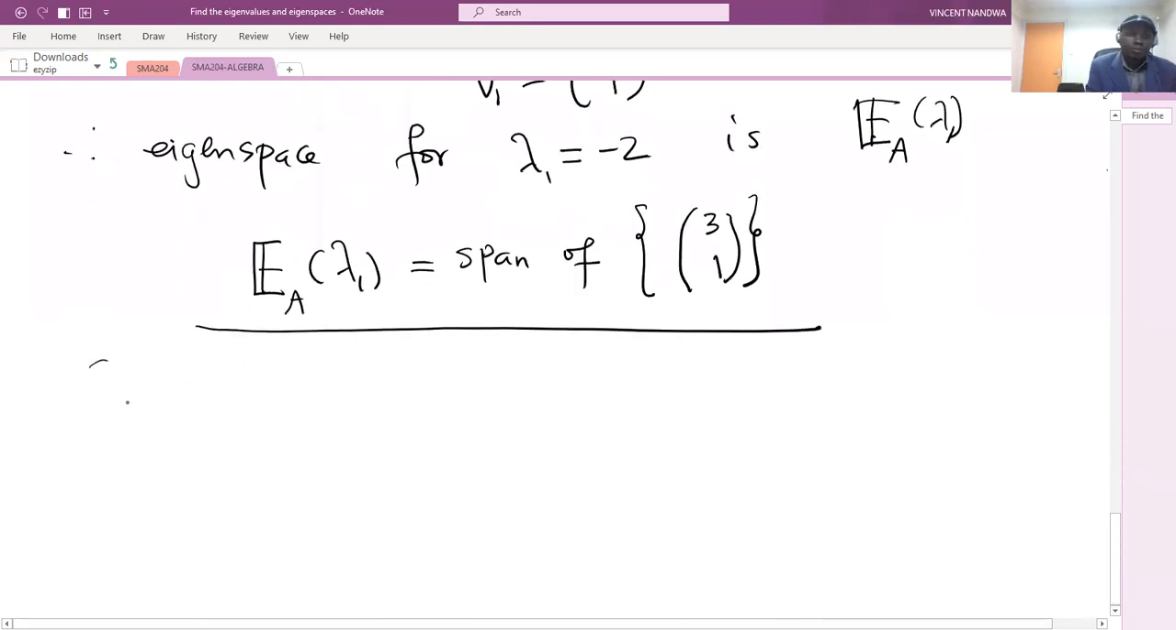For lambda 2 equals negative 1, we also solve this equation. Let the eigenvector be given by v2.